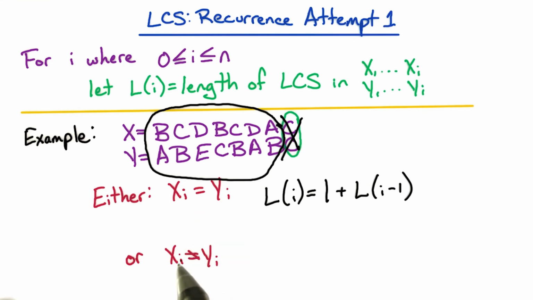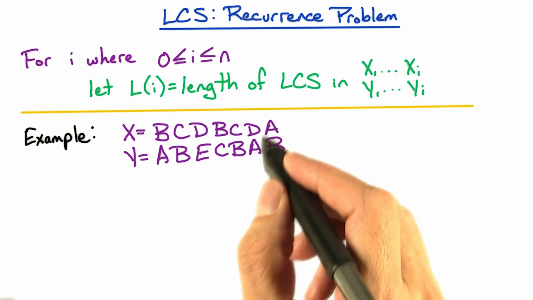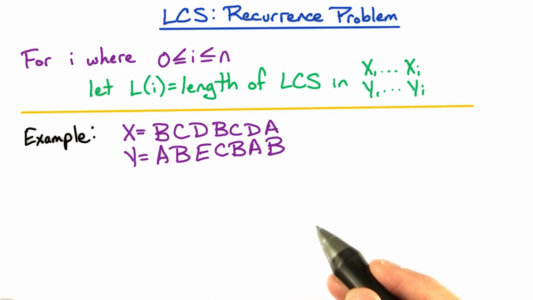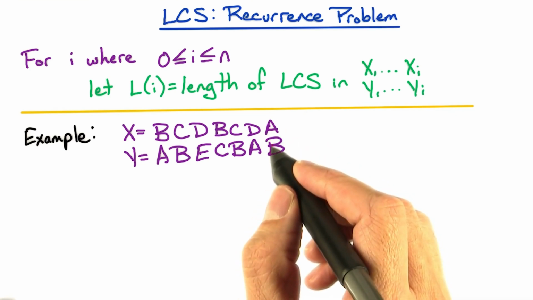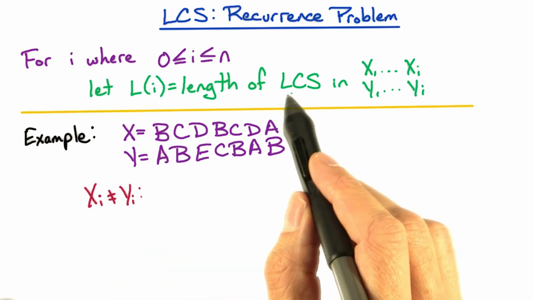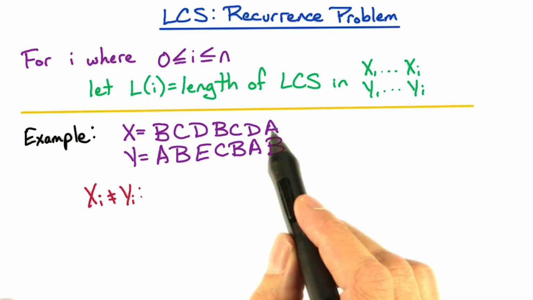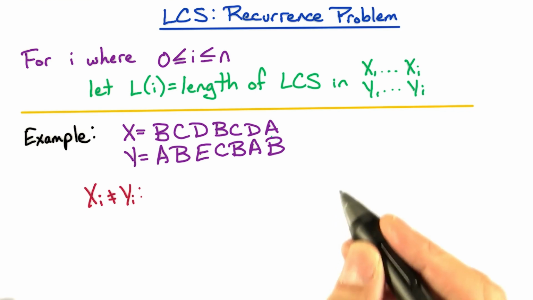Now let's take a look at the case when xi is not equal to yi. Let's take a look now at the case when the last characters are different. This is a situation in our original example. xi is not equal to yi. A is not equal to b. Now in this case, when xi is not equal to yi, the last character of the longest common subsequence can either be a or b, or neither. Certainly cannot be both. Now suppose it's a.